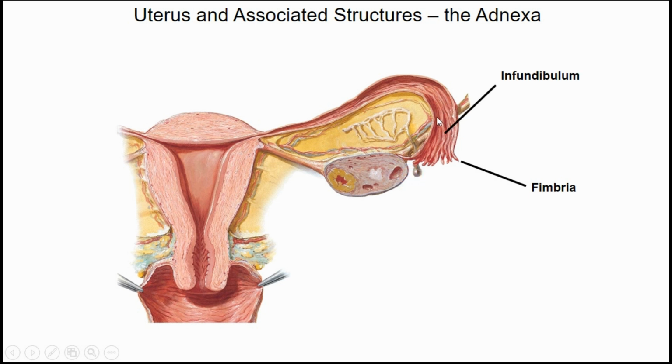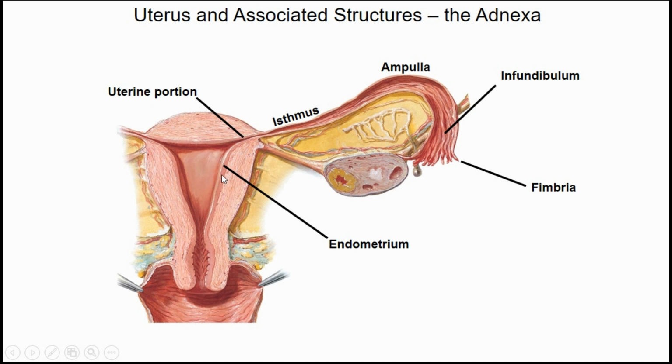That leads to this wider area, the infundibulum, then the ampulla, the isthmus, and then the part that's going to traverse the uterus itself, the uterine portion, and then we get to the actual uterus. The internal lining is the endometrium, and typically fertilization happens in this area, but implantation happens in the uterus, and it's a problem if that happens differently.